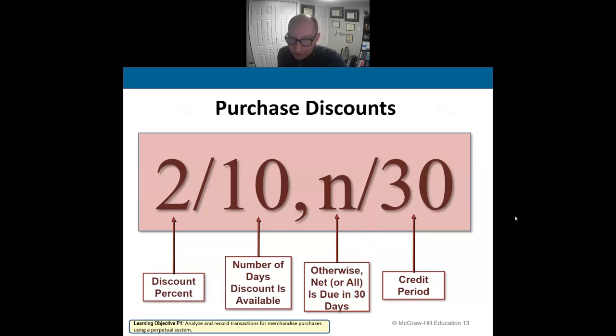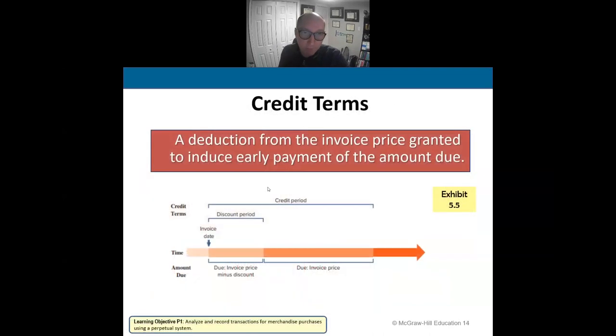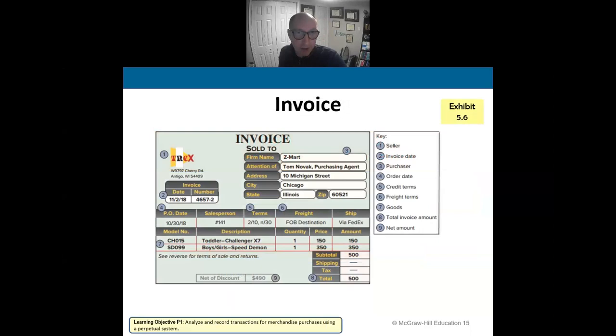So if you're ever looking at an invoice in the near future and you see something like this, that's what that means. You get 2% discount if you pay it within the first 10 days. Otherwise, the whole thing's due within 30 days. It doesn't have to be 2%. It could be any percent, right? So it's totally up to the vendor. And so that incentivizes me to pay it within that first 10 days because I want that discount. I love discounts. Get that discount.